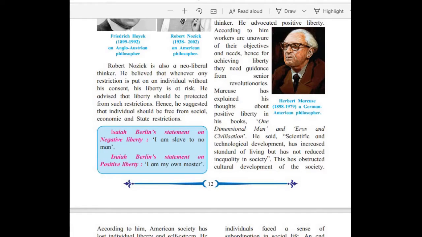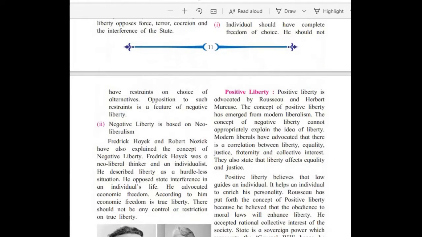Isaiah Berlin's statement on negative liberty: I am slave to no man. Isaiah Berlin's statement on positive liberty: I am my own master.